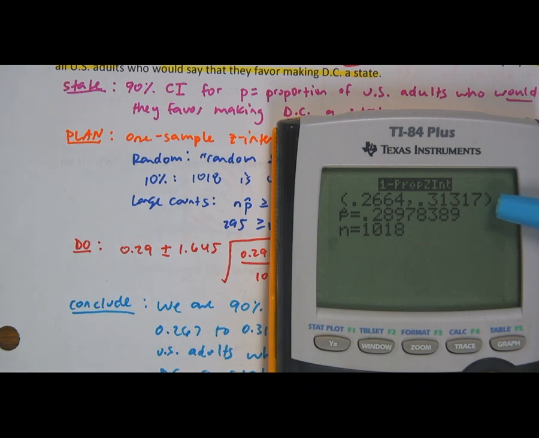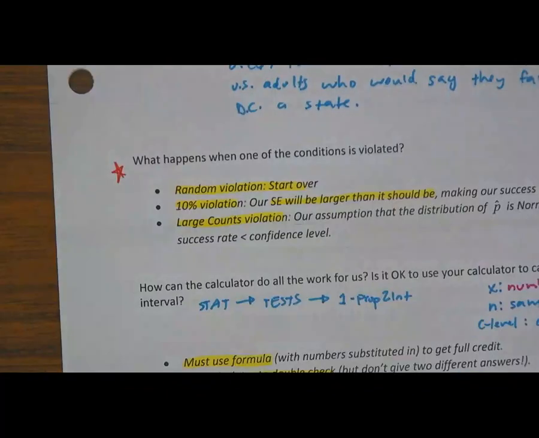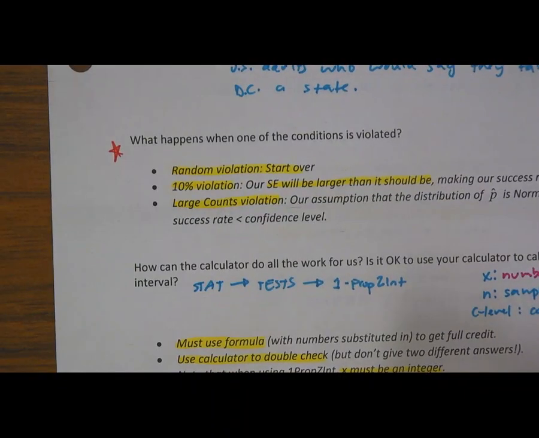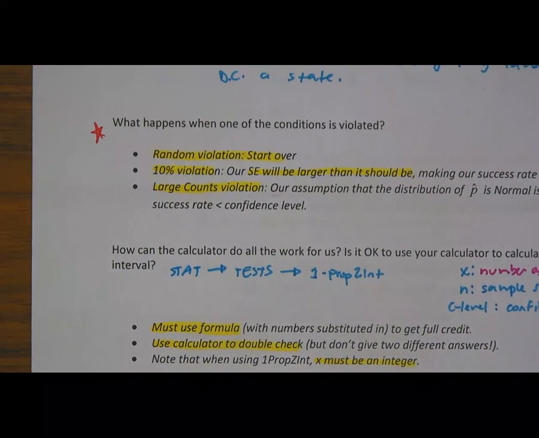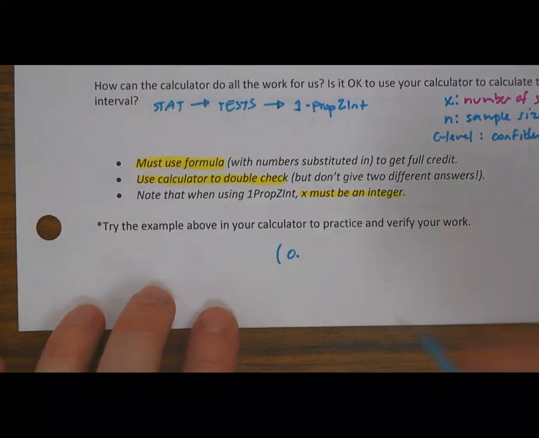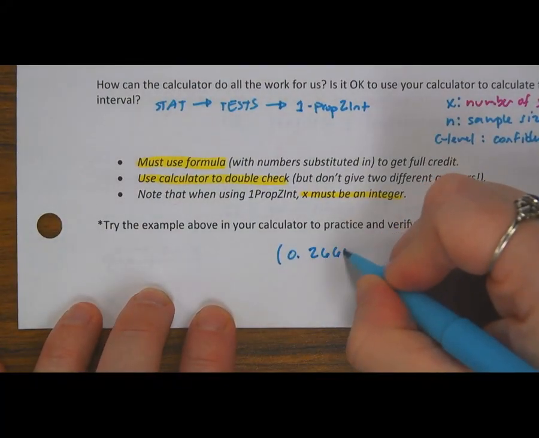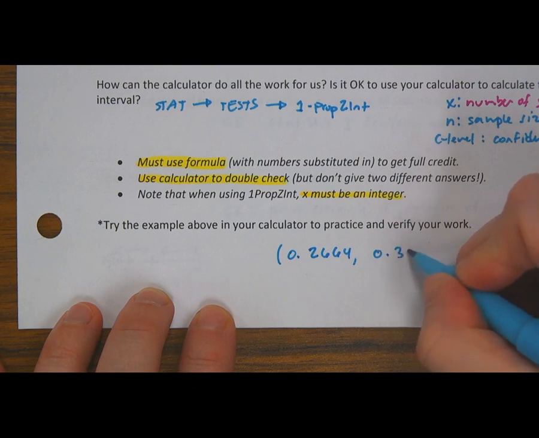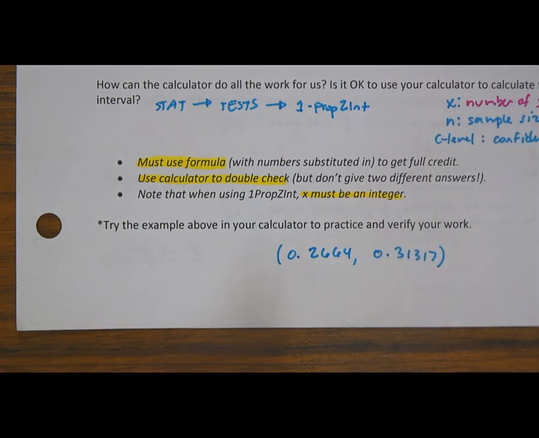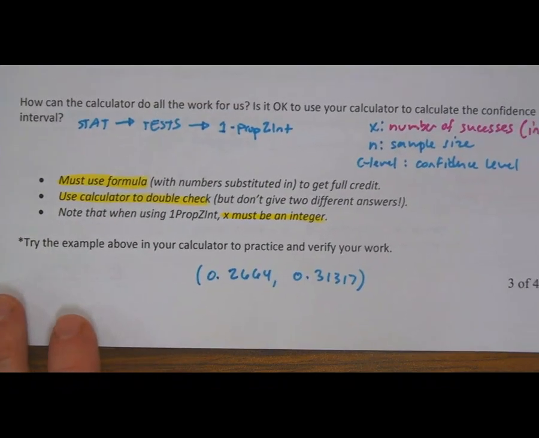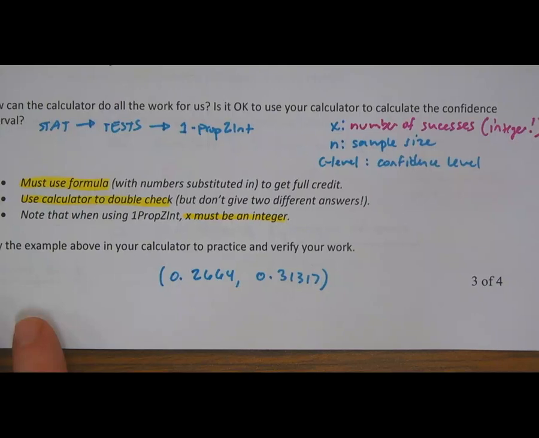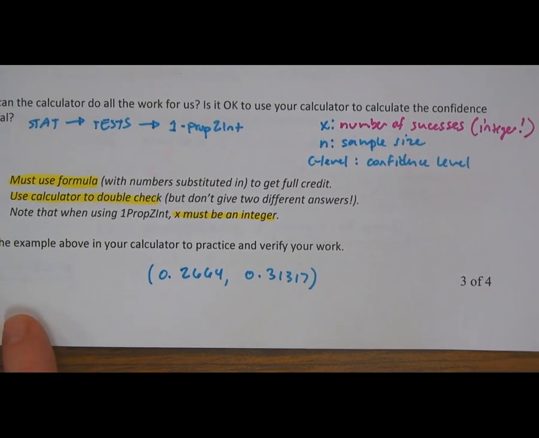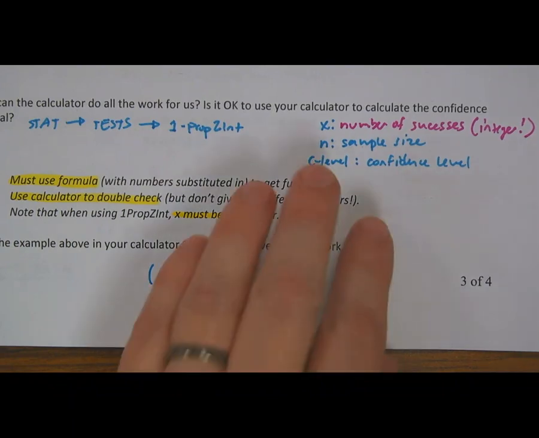0.2664 to 0.31317. Now that's almost exactly what we calculated by hand up there. So if this seems like just extra stuff for you to do, don't worry about it. If you think that this is a good way to check your work, then that's how I would utilize that little trick right there. All right, last page of the notes.